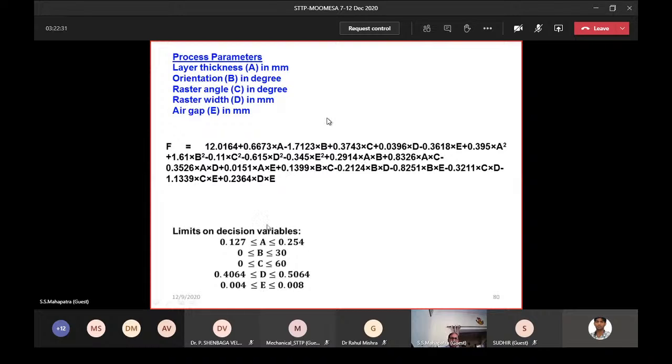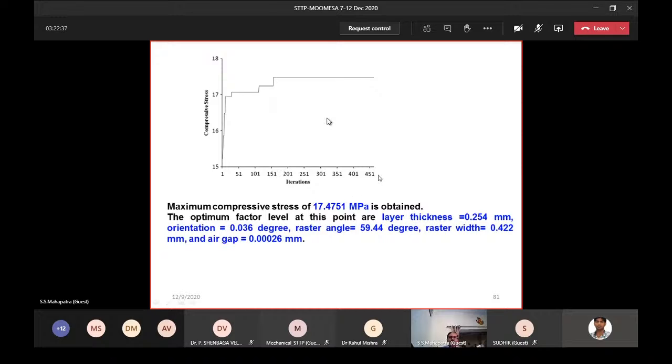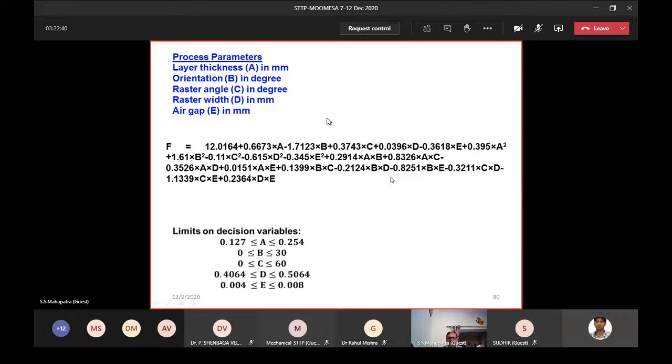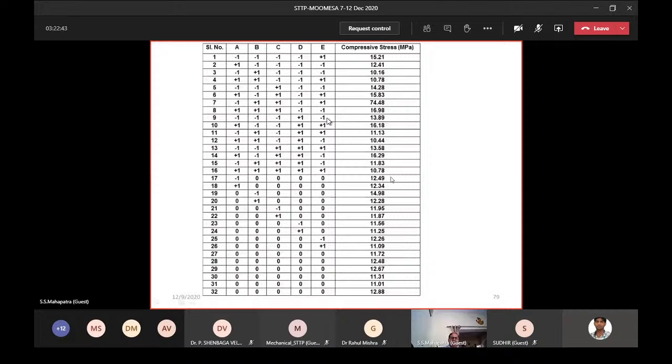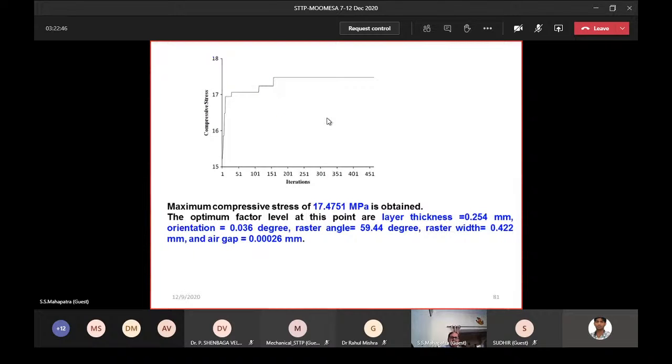The variables will be within these limits. Now this has been solved using particle swarm optimization, or quantum wave particle swarm optimization. The maximum compressive strength we got is 17.451 MPa. Then the optimum factor setting is: layer thickness 0.254, orientation 0.036 degree, raster angle 59.44 degree, raster width 0.422, and air gap 0.00026. So these are the things that we got.